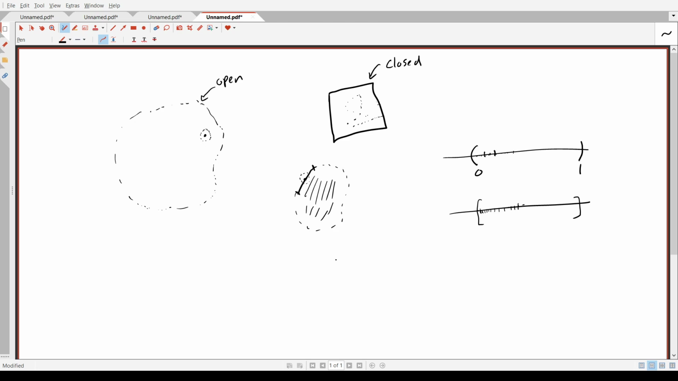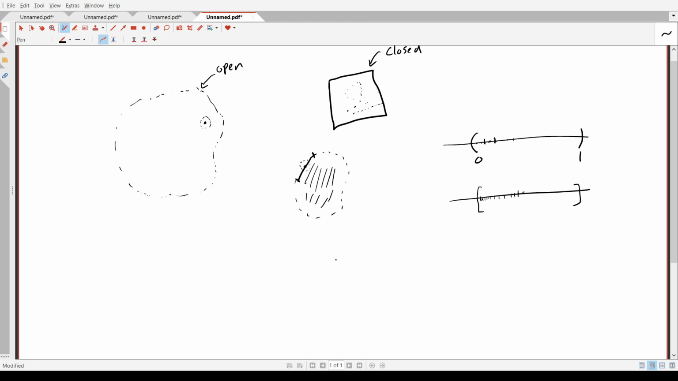Let me just draw this distinction, that these are very different types of sets. It seems like a very trivial thing, right? I just added the endpoints. What's the big deal? So let's think of this. If I have an open set like this, actually, let me do a closed set.